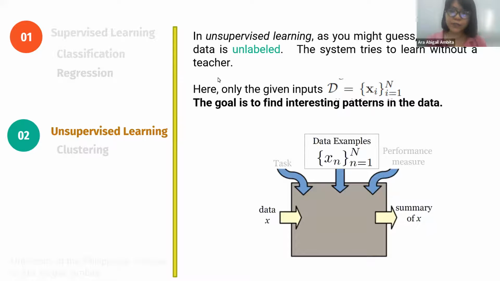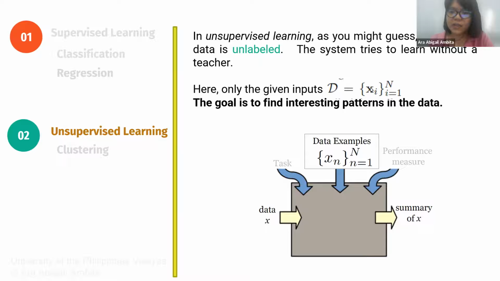Okay, so in the previous video, we have discussed what supervised learning is. In supervised learning, our aim is to learn a mapping from the input to the label. In unsupervised learning, there is no supervisor and we only have the input data. As you might guess, the training data is unlabeled, so the system tries to learn without a teacher or a supervisor. We are only given the data and our task is to find interesting patterns in that data.